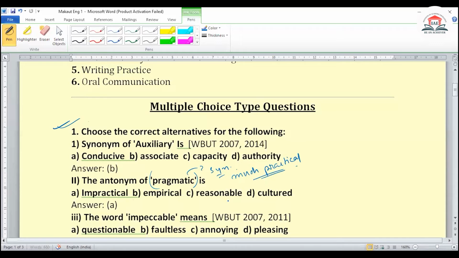Okay. We know reasonable, we know empirical, we know cultured, right? Now, come to the word impeccable. What does the word impeccable mean? Impeccable. That means without any fault.